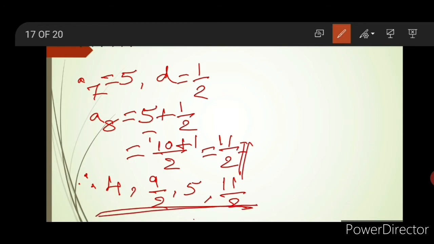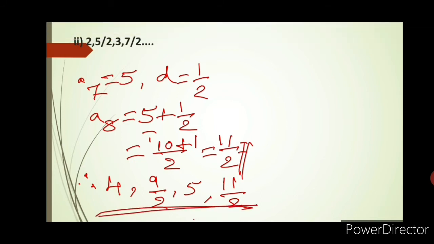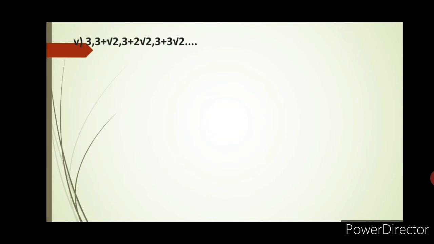Did you get this problem? Yes. Next, let us move to fifth problem. What is given in this problem? 3 plus root 2, 3 plus 2 root 2, and 3 plus 3 root 2, and so on. See whether this is in AP or not. How can you find out?